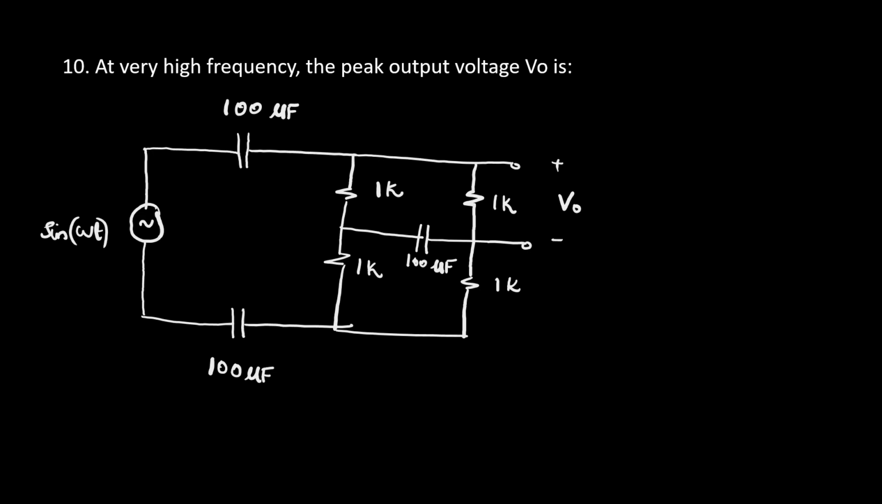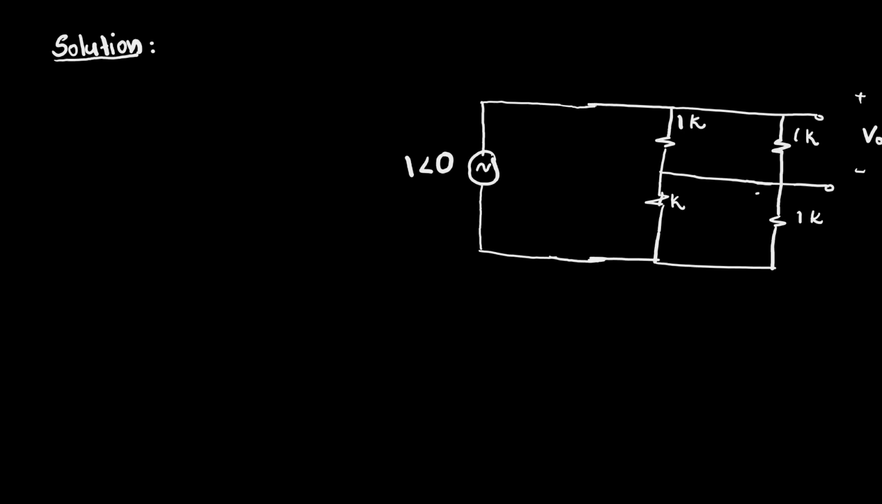Let's continue the problem. At a very high frequency, the peak output voltage V0 is... Given the circuit, it is given that at very high frequency. Okay, that means at a very high frequency all the capacitors become short circuited.